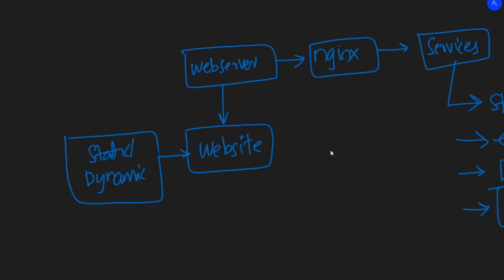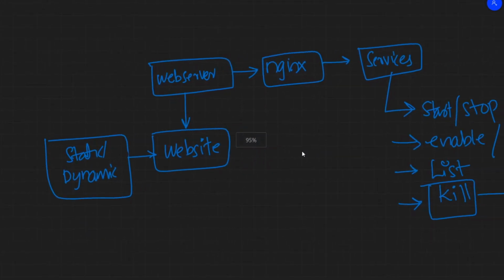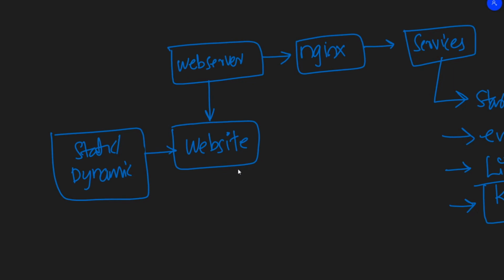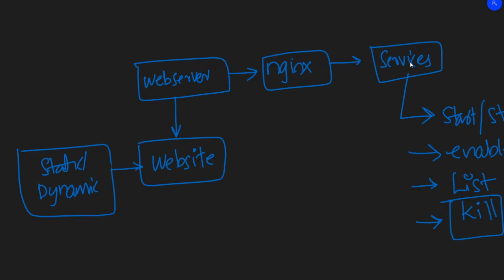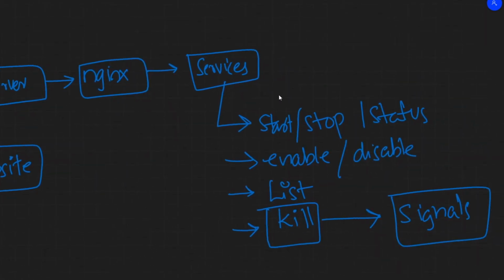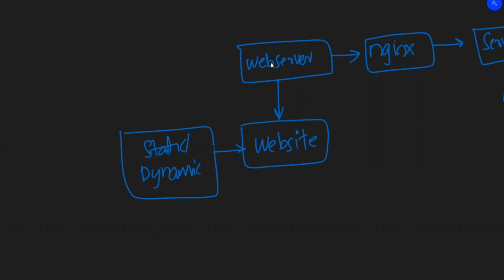So I made a little flowchart here, and this is how each of these things are connected together. Our sub goal here is to make a website, right? For that, we need to set up a web server. Now Nginx is a web server. And when we talk about Nginx, we need to talk about services, because Nginx runs as a service. And then when we talk about services, we need to talk about starting, stopping services, enabling and disabling and things like that. So we're going to start with web server.